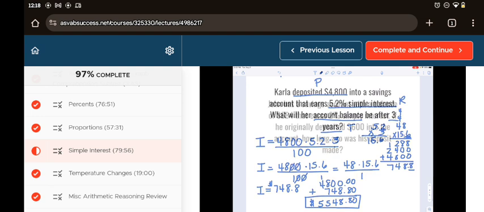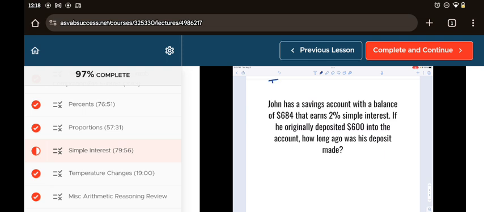Okay, so this next question, I'm going to start out as usual, I equals PRT over 100. Okay, so John has a savings account with a balance of $684 that earns 2% simple interest. If you originally deposited $600 into the account, how long ago was this deposit made? So here what they're giving us is account balance. This is not the deposit, this is the account balance, okay? 2% simple interest rate is our rate. Originally deposited $600, that is our principal. And it's asking how long ago, so it's asking us for the time.